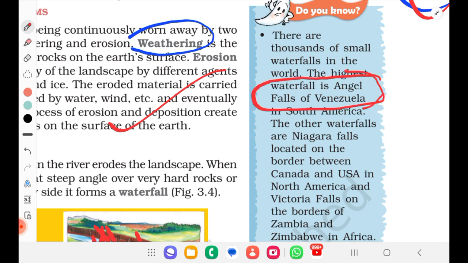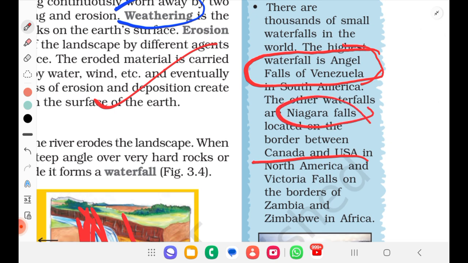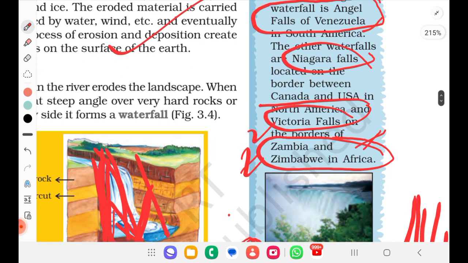The other waterfall, Niagara Falls, is located on the border between Canada and USA. We know that Niagara is found on the Canada and USA boundary, in North America. And Victoria Falls is on the borders of Zambia and Zimbabwe. We learnt about Zambia and Zimbabwe today in Africa mapping. So there we see Victoria Falls, Zambia, Zimbabwe. Both start with Z. So we have seen three waterfalls: Angel Falls in Venezuela, Niagara at the border of Canada and USA, and Victoria Falls at Zambia and Zimbabwe.